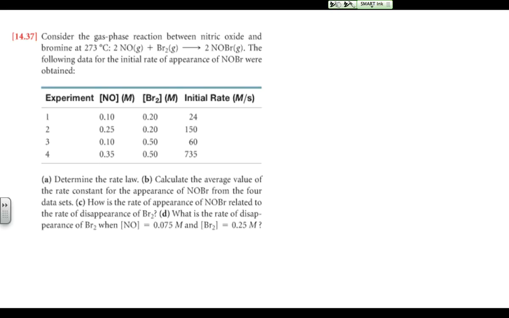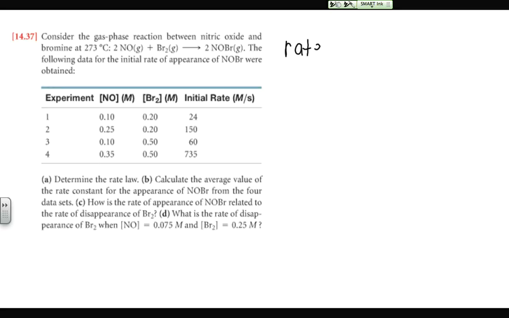So clear equilibrium out of your head. You're going to consider the gas phase reaction between nitric oxide and bromine, and you're given the following data. So the first one is to determine the rate law. When you're given concentrations and initial rates, you'll need to compare to decide if it's zero, first, or second order. So I'm going to start by writing out my rate law.